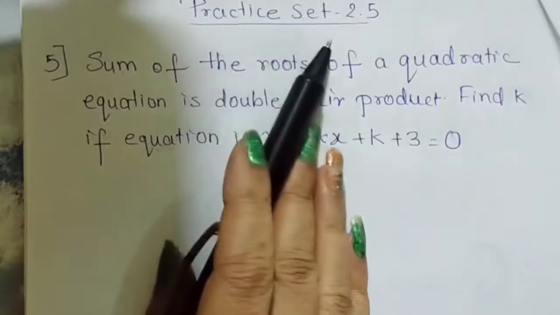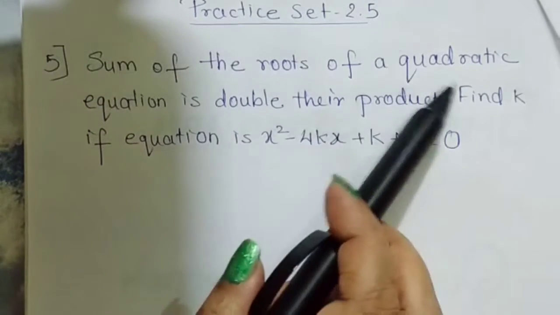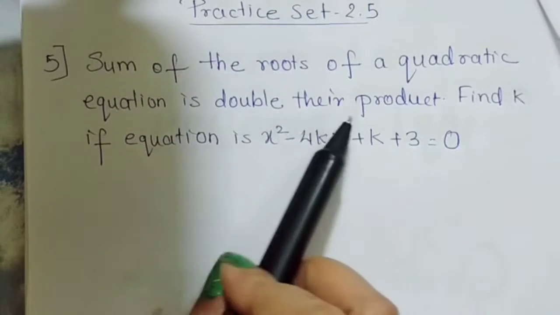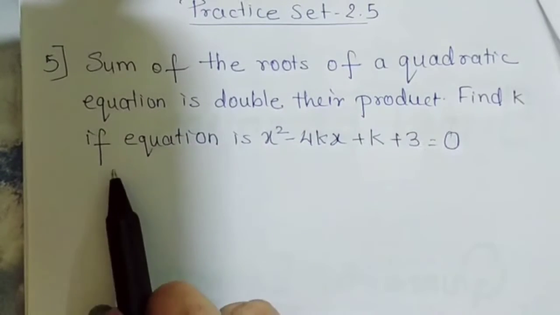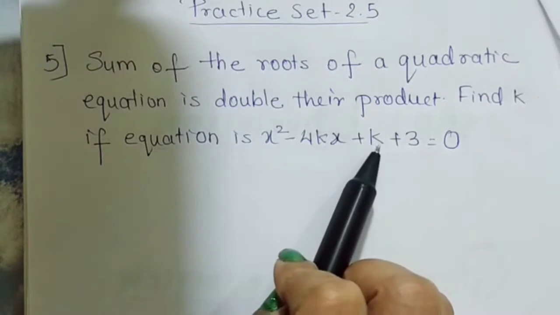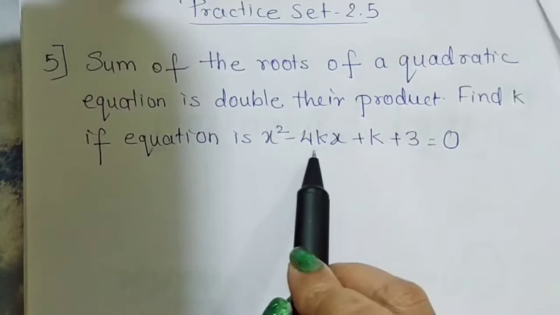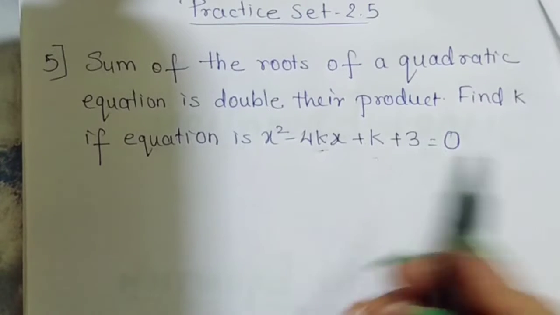Fifth question of Practice Set 2.5. It is given that the sum of the roots of a quadratic equation is double their product. Find k if the equation is x square minus 4kx plus k plus 3 equal to 0. In this we have to find the value of k. So we'll start with it.